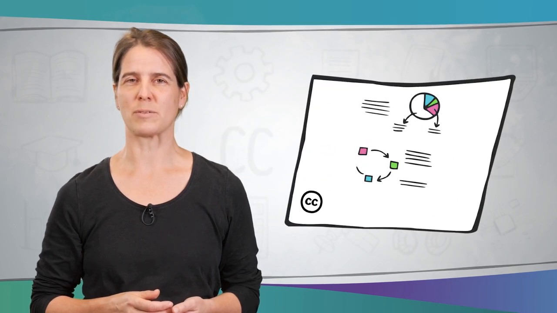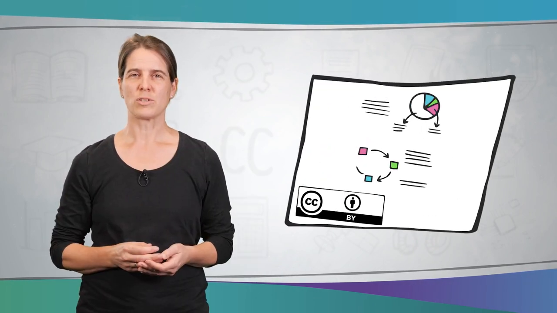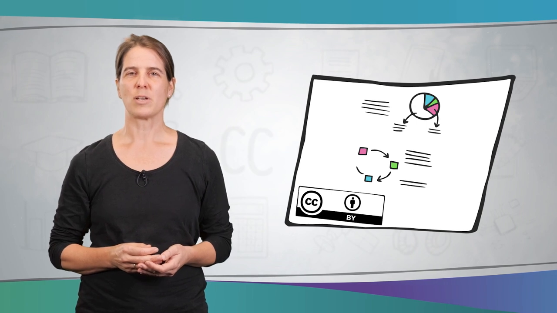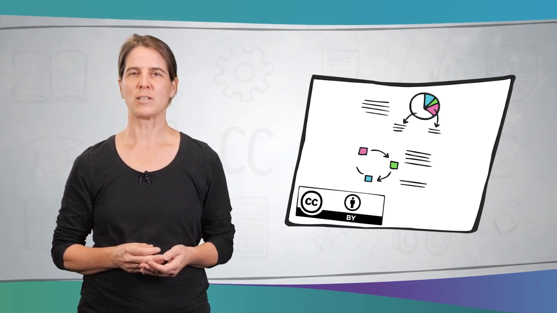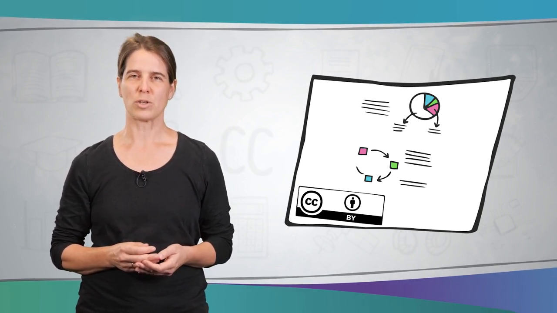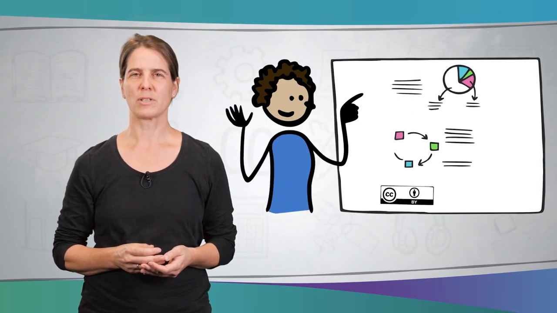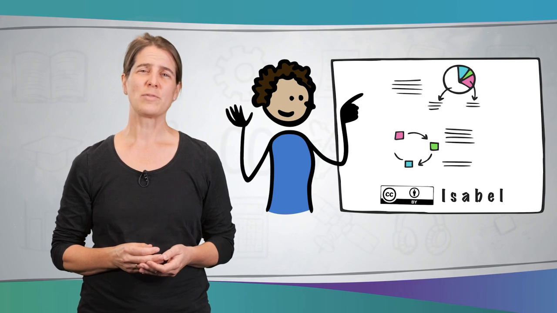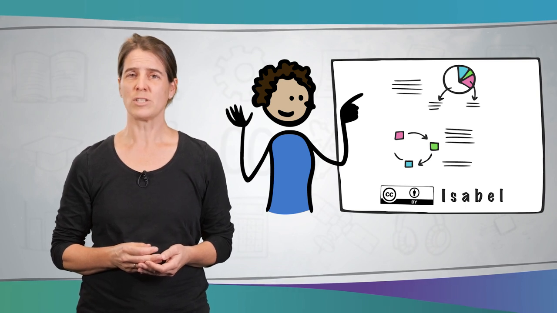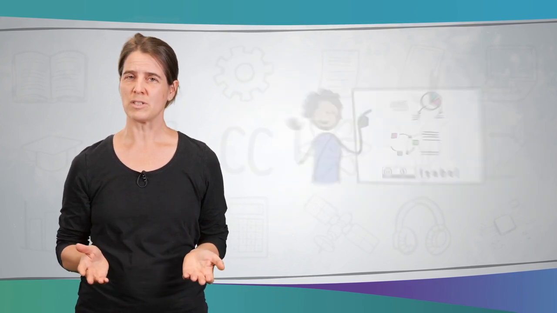CC initially stands for Creative Commons and is a modification of the well-known copyright symbol. Isabel chooses the CC BY license. The BY means that Isabel wants to be credited when the sketch is used by others. So if you include the sketch in your learning material, you must name Isabel. But you can do this at any time, even free of charge. Changes are also permitted, and so is commercial use.